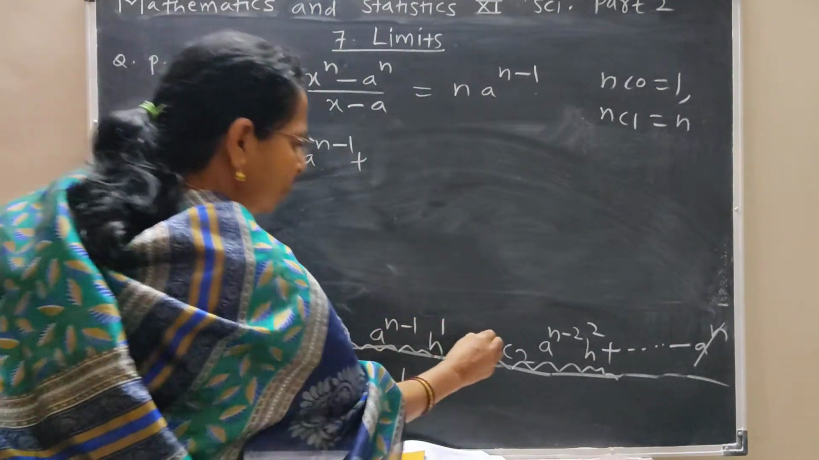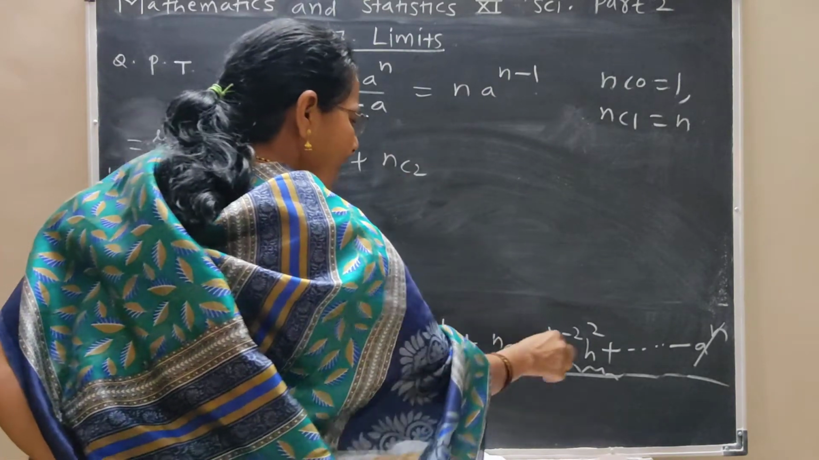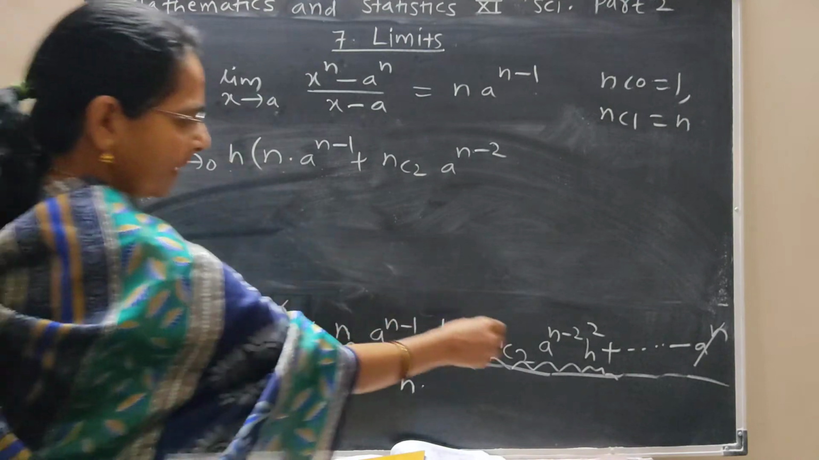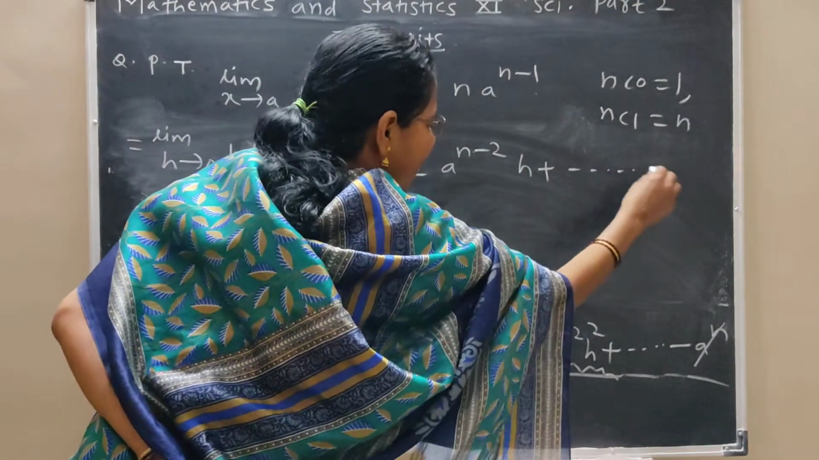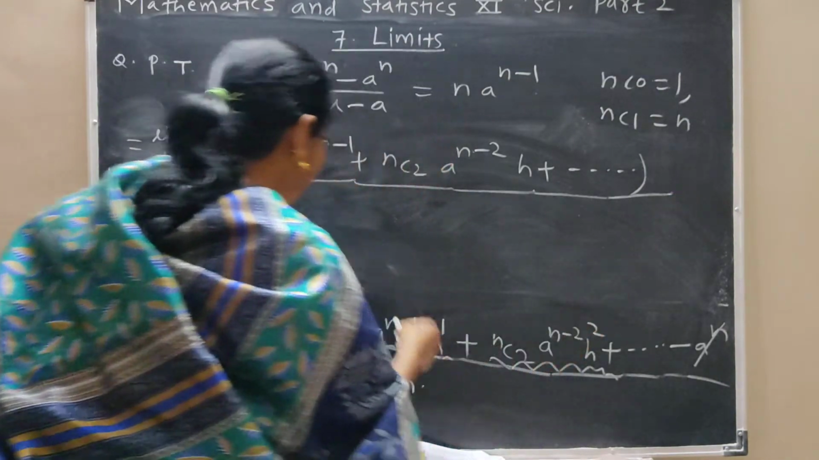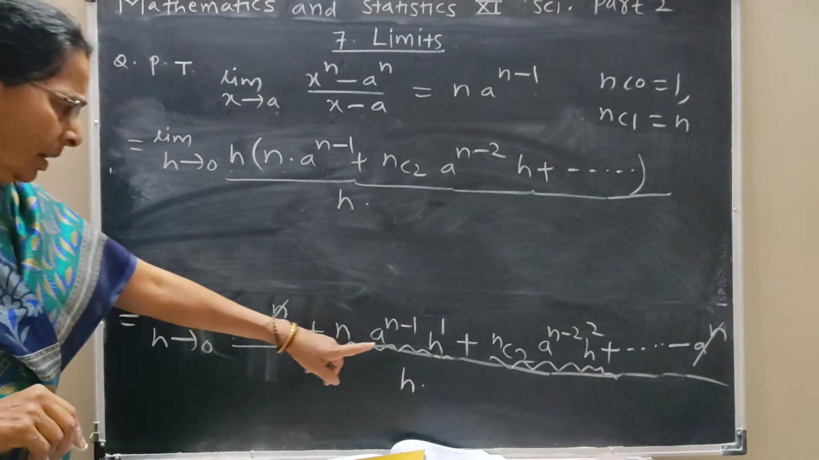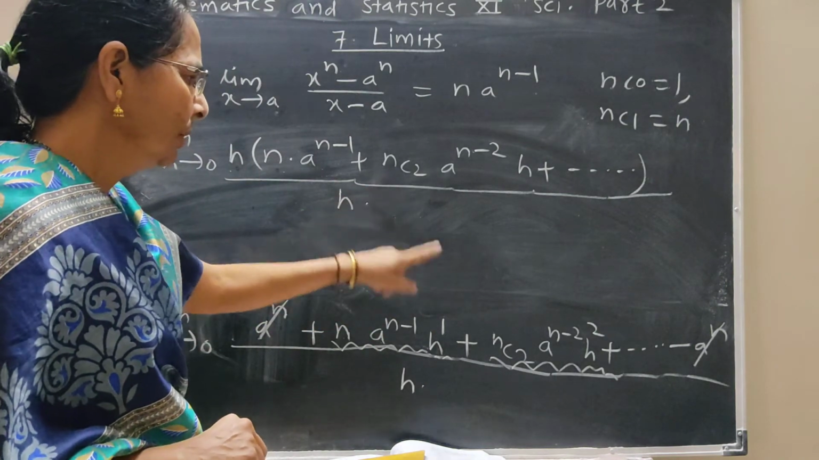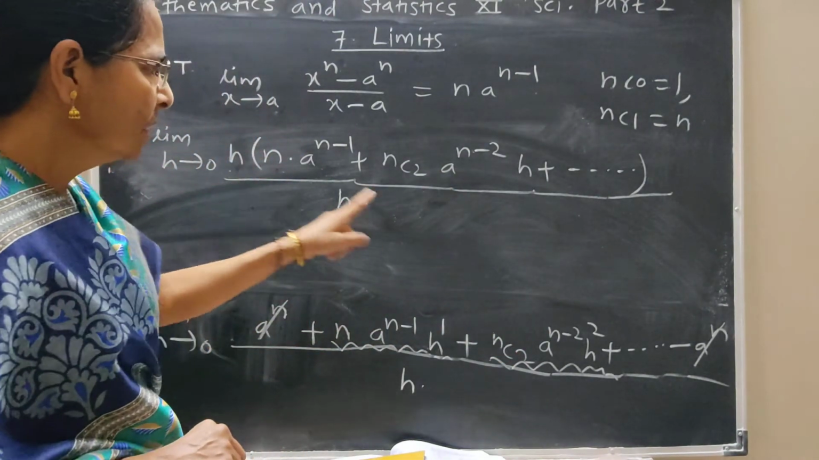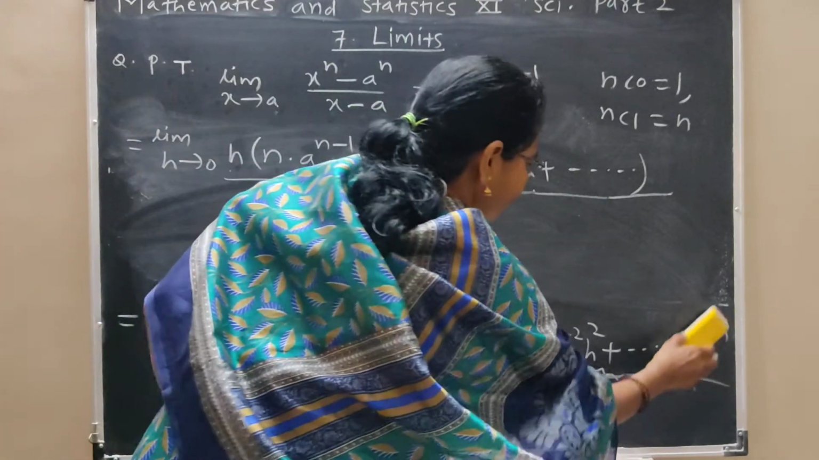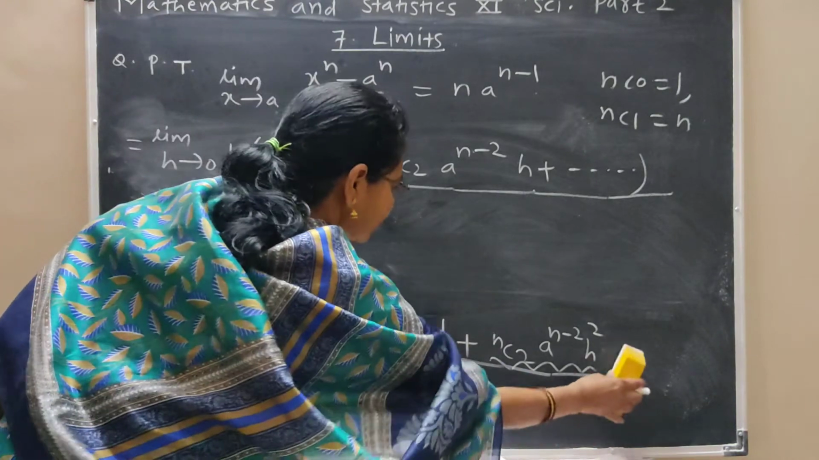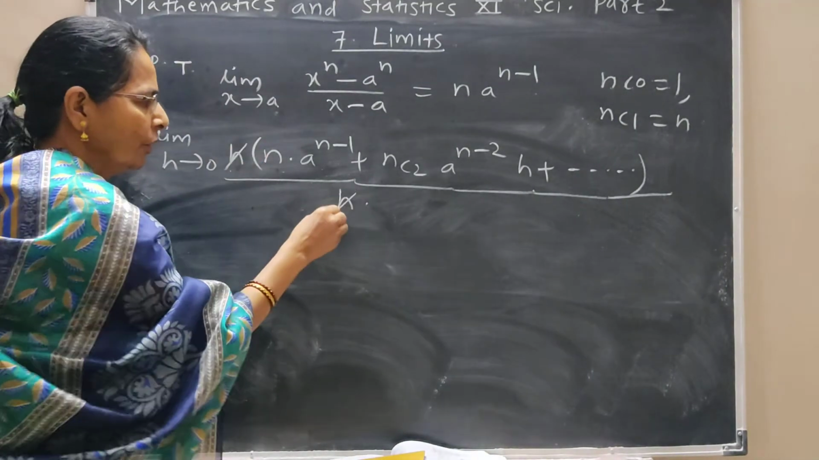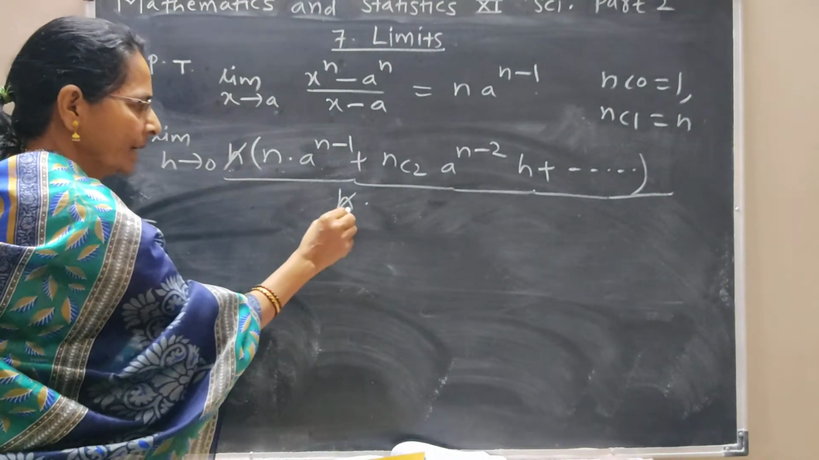Plus nc2 as it is, a raised to n minus 2. From this term h square, take h common, so remains only h. In this way, remaining terms upon h. From these two terms, h common, n a raised to n minus 1 plus nc2 a raised to n minus 2. From h square, h is common, so there is h plus dot dot, upon h. Now, h from numerator and denominator get cancelled.